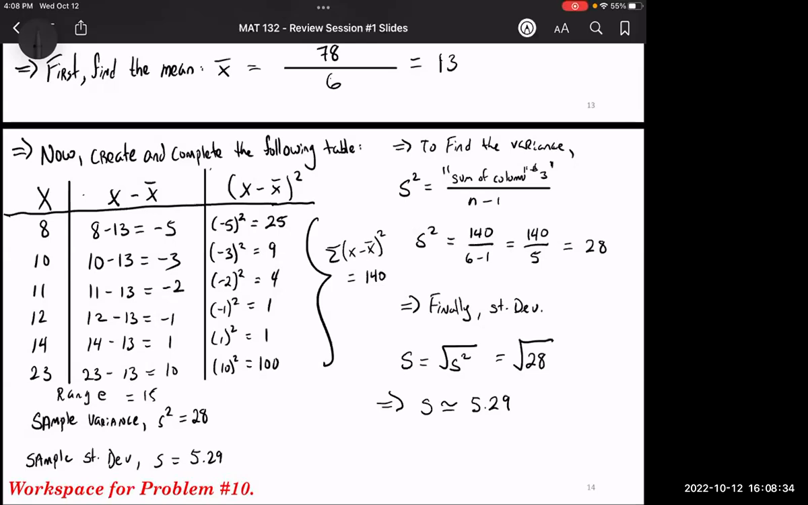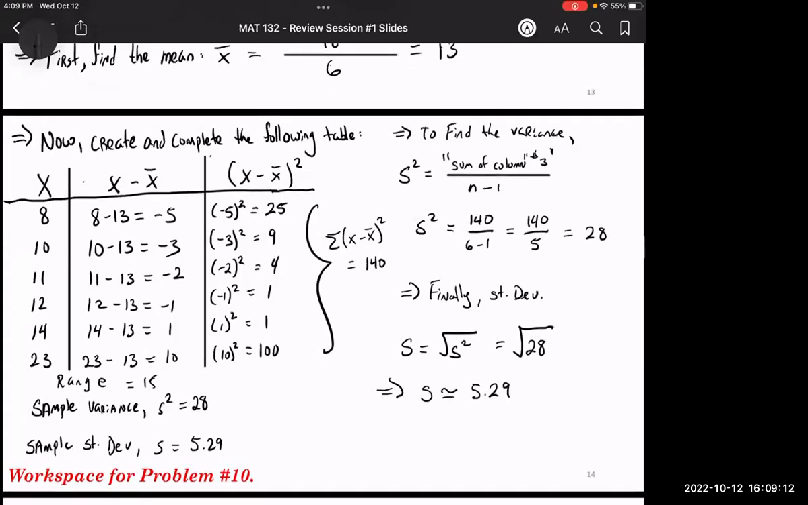Any questions? Yeah? Why do you put 6 minus 1? That's part of the formula. The formula says that when you deal with a sample, not a population, you do n minus 1. The number of data values in the data set subtracted by 1. Any other questions? I saw a second hand up. Any questions in the chat? Okie dokes. Can we move on?